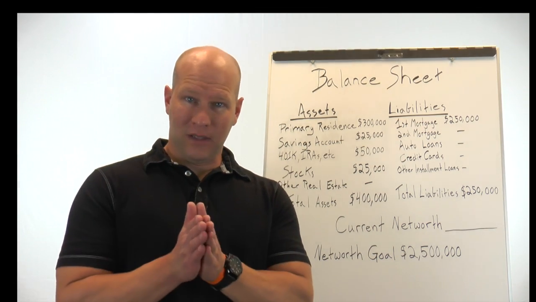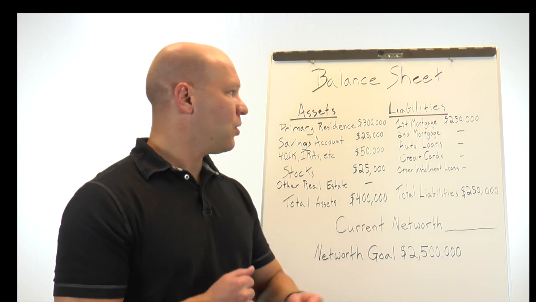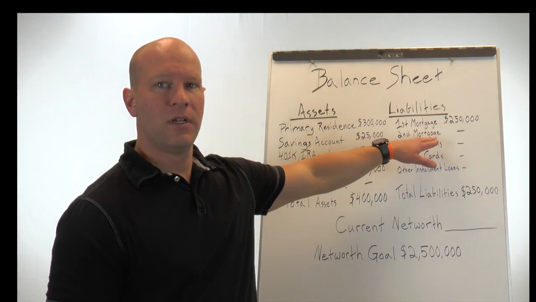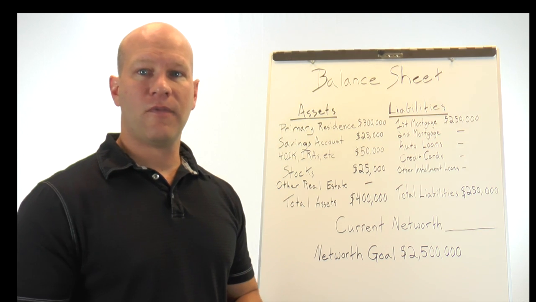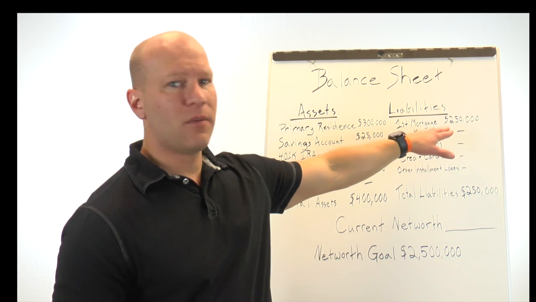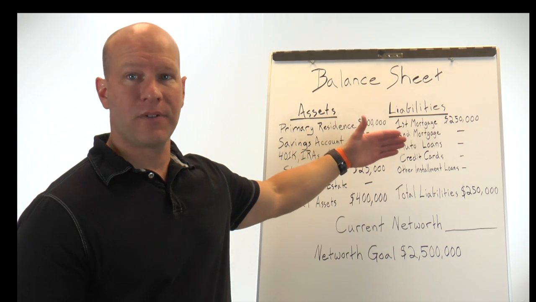Now, correspondingly, there are going to be liabilities, okay? And so we're going to list those over here. If you have a first mortgage and a second mortgage, you're going to list those for your house, okay? And so you put those over here. In this case, we've got a mortgage that's $250,000, a house worth $300,000, okay?